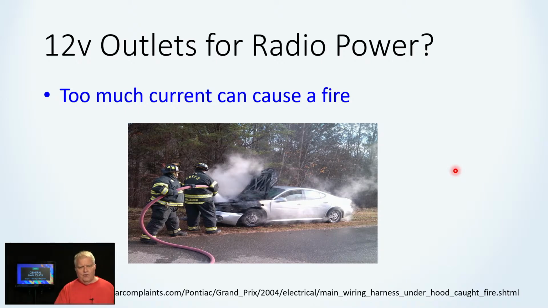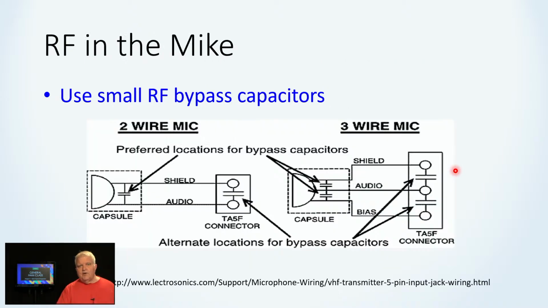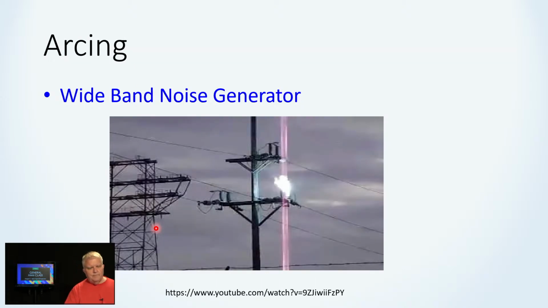If you're getting distortion and somebody says, hey, your audio is sounding kind of fuzzy, it may be RF getting into your microphone. One way you can eliminate that is by adding small capacitors, 0.01 microfarad, for example, inside the microphone capsule. That will short out the RF while allowing the audio to pass. Those are RF bypass capacitors. Arcing: if you have an arc nearby, you're going to get wide bands of noise, and you're going to hear it on your radio. So just remember that arcs cause noise.